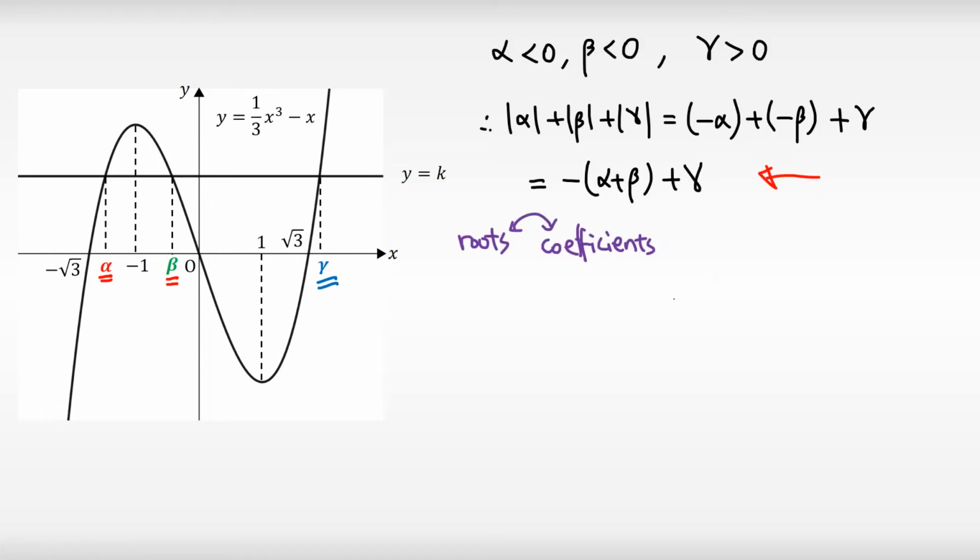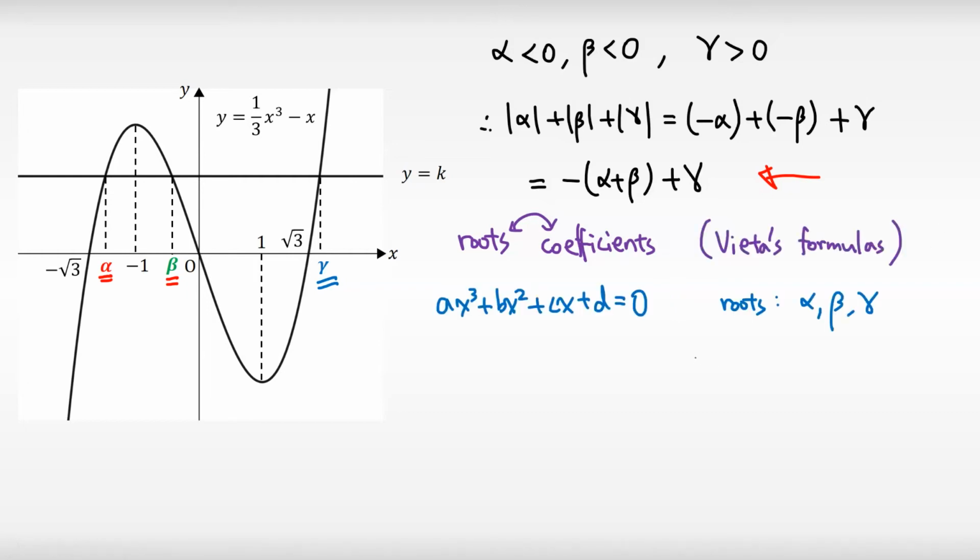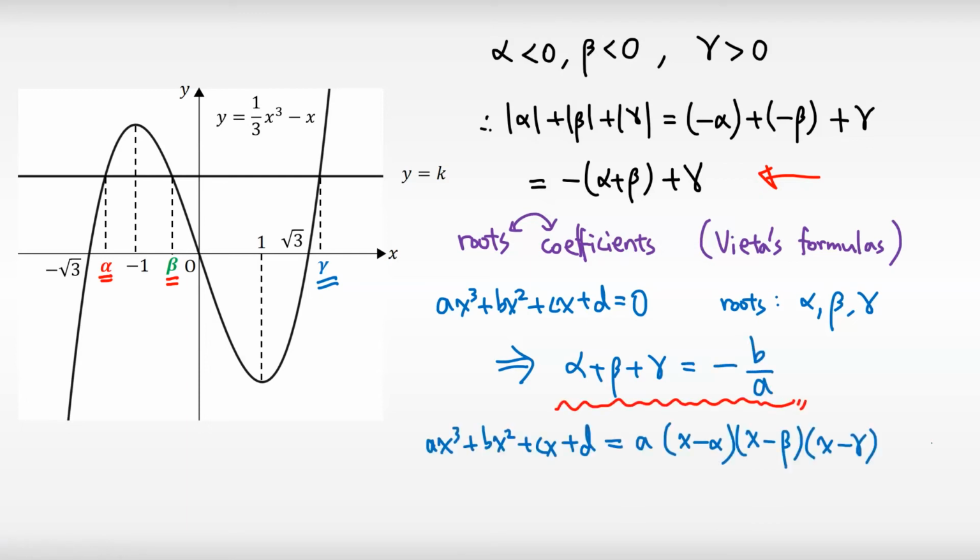Now, we use the relation between roots and coefficients, also known as Vieta's formulas. Specifically, for the cubic equation ax cubed plus bx squared plus cx plus d equals 0, having roots alpha, beta, and gamma, alpha plus beta plus gamma is given as minus b over a. You can easily see why from this relation and expanding this part.